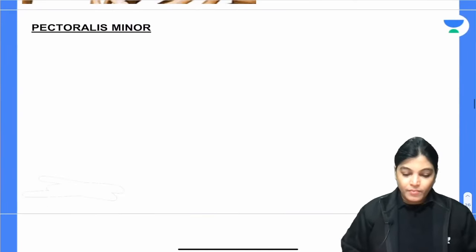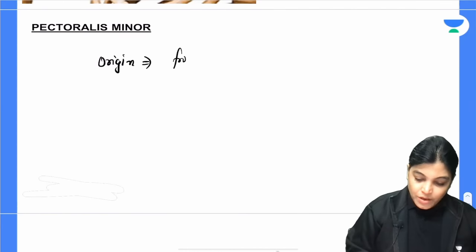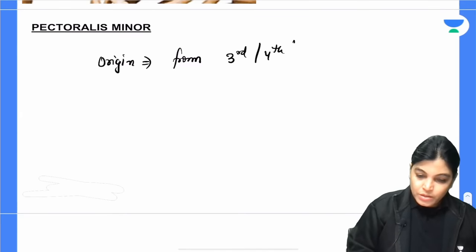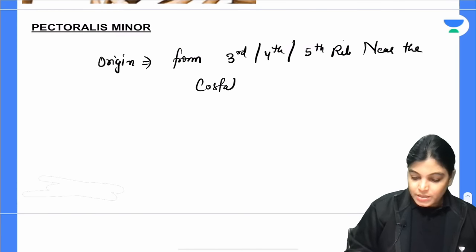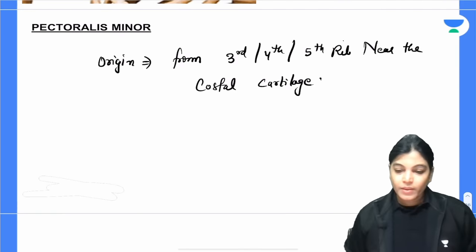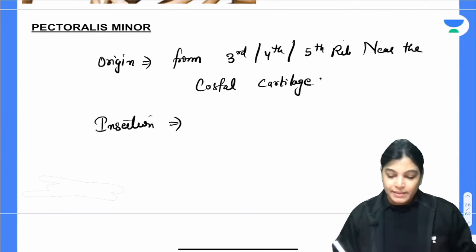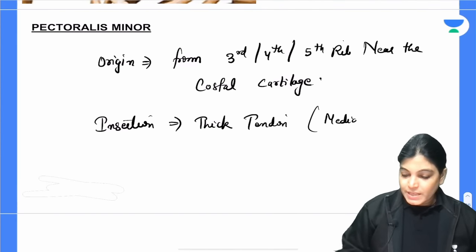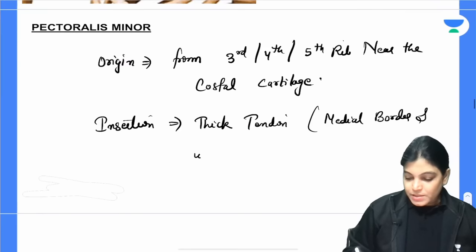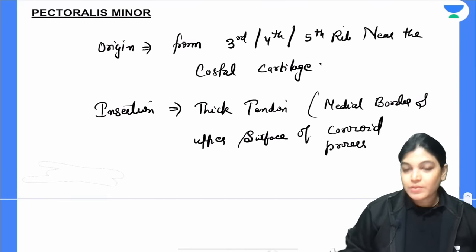So write it. Pectoralis minor muscle origin: it originates from third, fourth and fifth rib near the costal cartilage. Insertion: it is by a short thick tendon. So it will form a thick tendon, and it will insert onto the medial border and upper surface of the coracoid process of scapula.